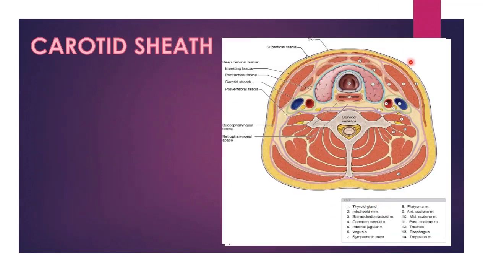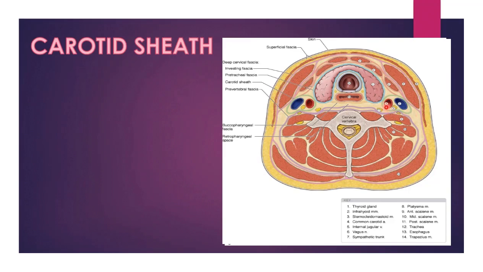In a cross section of the neck, you can see both the carotid artery and the internal jugular vein inside a fascial sheath, and that is the carotid sheath. The anterior wall of the sheath is derived from the pretracheal fascia. This is the pretracheal fascia. It is present in front of the trachea, enclosing the thyroid gland. This fascia extends and attaches to the hyoid bone. An extension from this forms the anterior wall of the sheath.